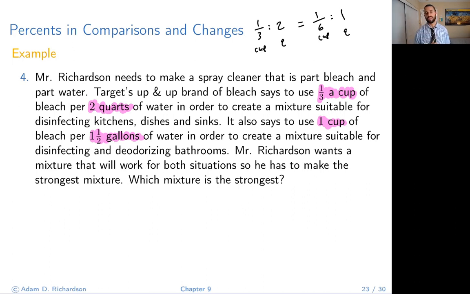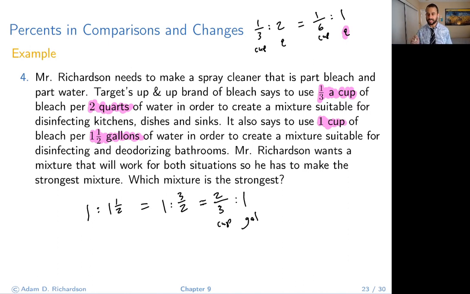And then I was like, okay, let's do the same thing for the second ratio. The second ratio says 1 cup of bleach to 1.5 gallons of water. And I was like, okay, well, let's find a unit ratio. This is 1 to 3 halves, so that's the same thing as 2/3 to 1 gallon. The important thing to recognize here is that the units are not the same, quarts and gallons, right? But check it out. It says 2/3 of a cup per 1 gallon.